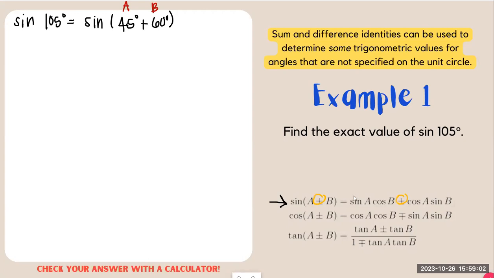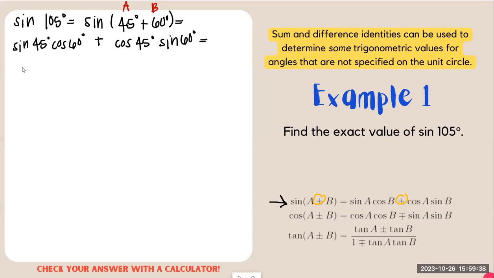Okay, so using the identity, we have the sine of 45 times the cosine of 60 plus cosine of 45 times sine of 60. Okay, so we have set this up using the identity, using it as a formula. Now we're going to use the unit circle to find these values.